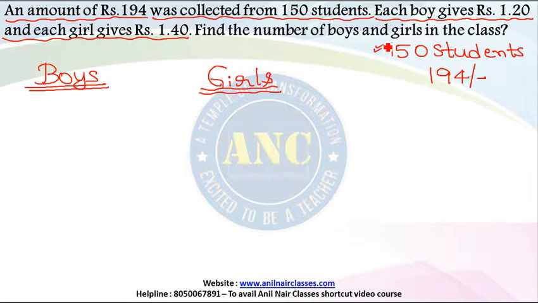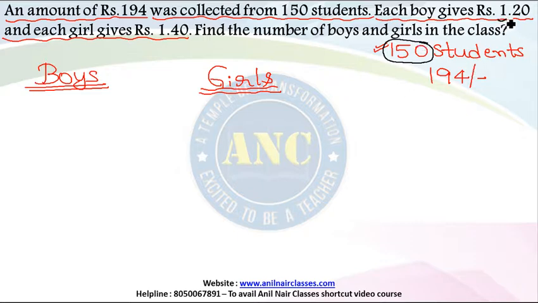Similarly, each boy is giving 1.2 rupees. Now suppose for example, let the initial number of boys be x, and out of total 150, if boys are x, girls will be 150 minus x. Instead of doing all those different methodologies which will kill our time because it is variable usage method, I don't know how many boys are there, but I will assume initially that all 150 students are boys.